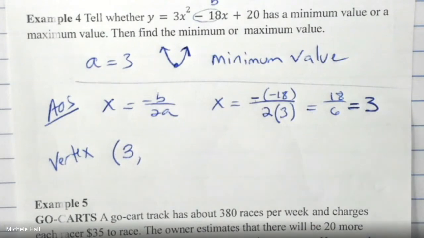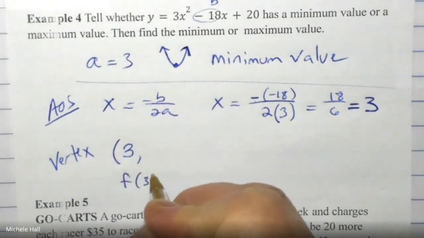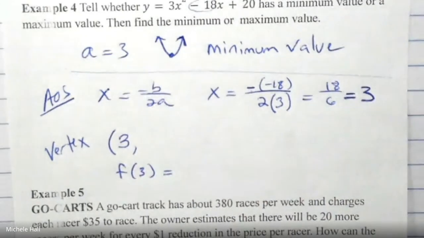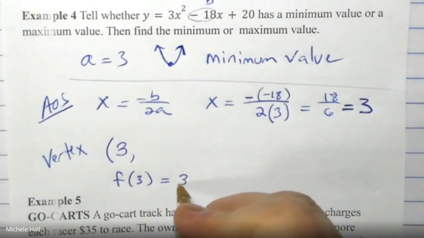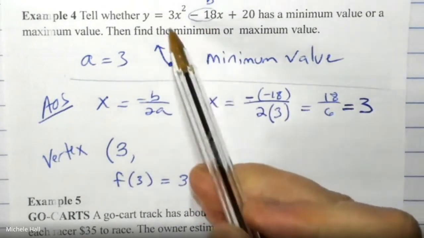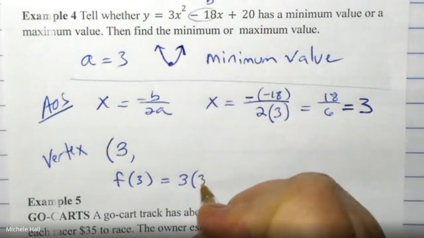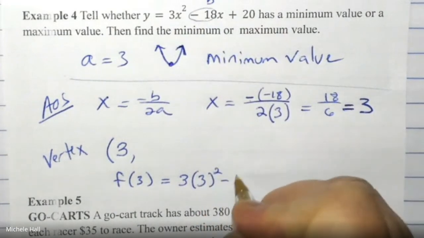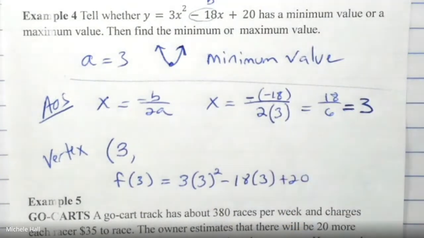We need to substitute 3 into the function. We're going to substitute 3 into the function. And so we would have 3 times the function up top. Right here is where I'm substituting that into. 3 times 3 squared minus 18 times 3 plus 20.